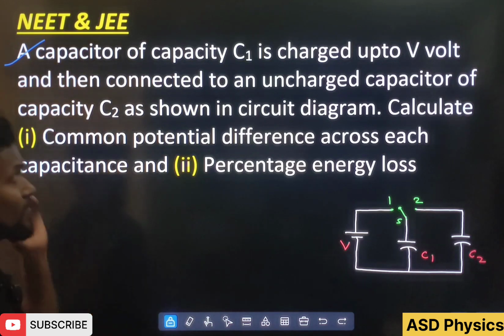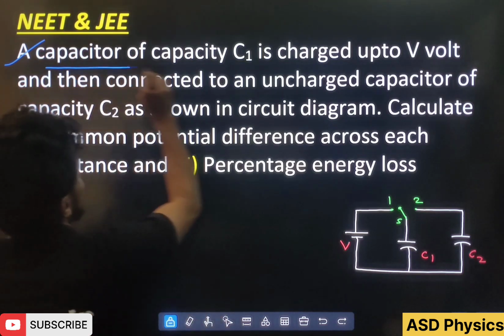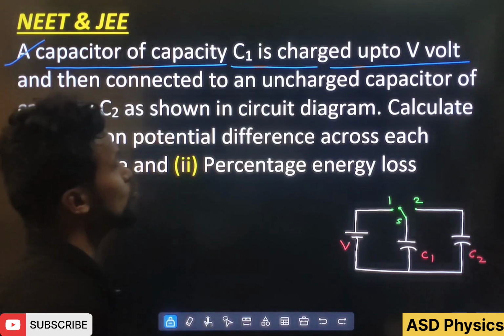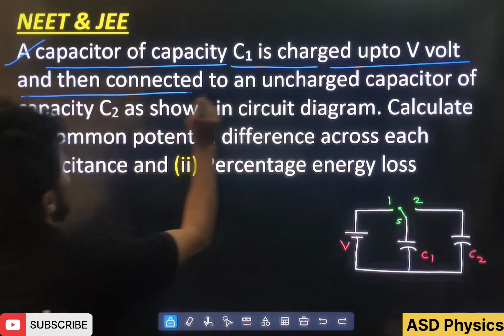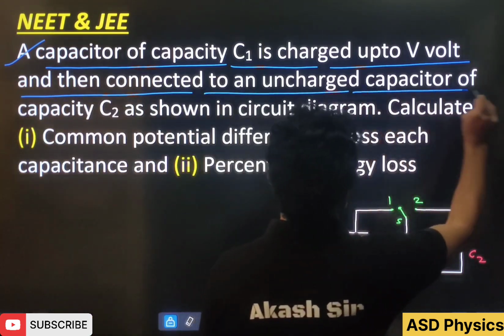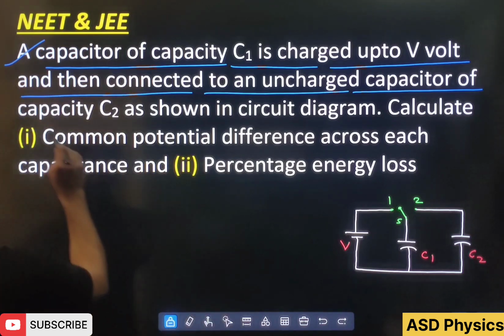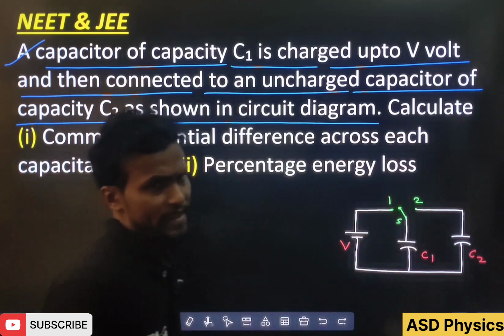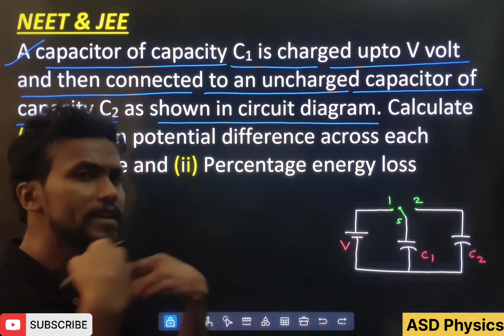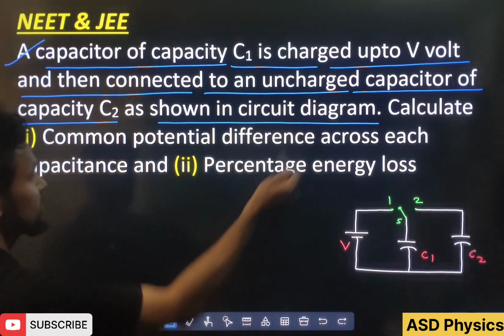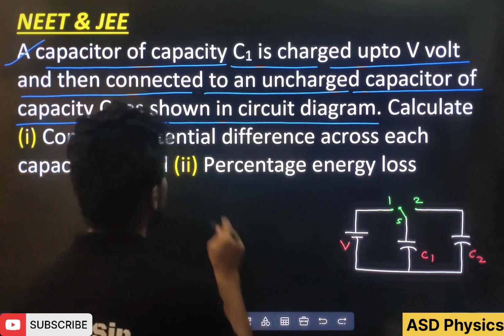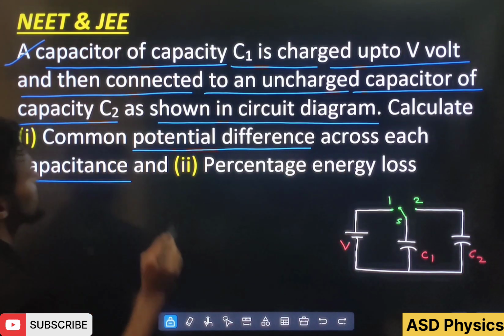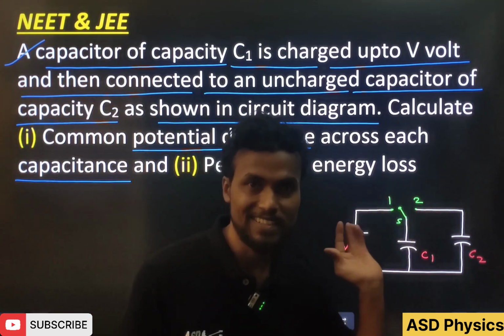So see here, a capacitor of capacity C1 is charged up to V volt, and then connected to an uncharged capacitor of capacity C2, as shown in the circuit diagram. First charged, then after that discharged to C2. So what they are asking: calculate the common potential difference across each capacitance, and after that we have to calculate the percentage energy loss also.